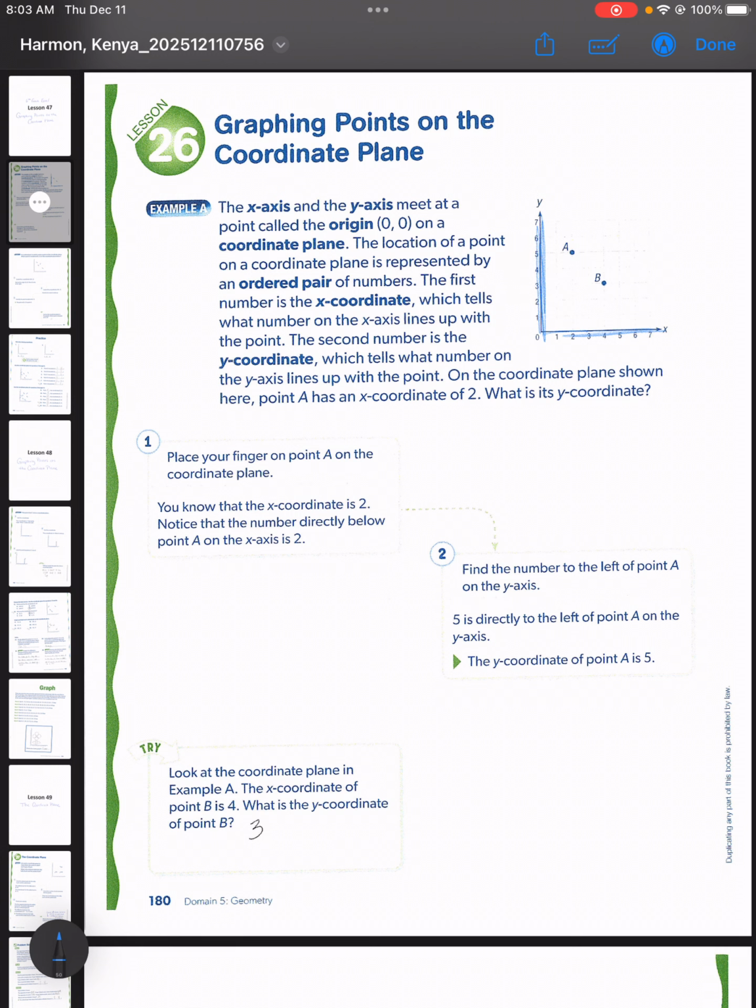What's helpful is to let them know that the x-axis moves left to right, the y-axis moves up and down, and the origin is where those 2 axes intersect. So that's going to be important. Do not skip that part as you begin facilitating this lesson.